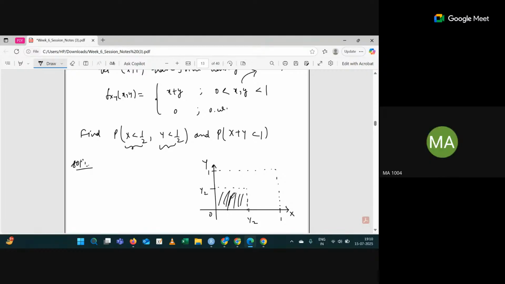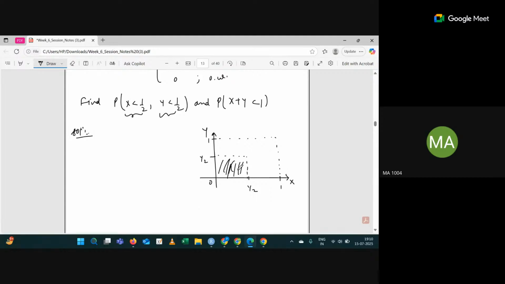So I can do two things, right? Either I can simply calculate the area of this. So probability x is less than half, y is less than half. I will solve this. I will get 1 by 2 into 1 by 2, which is 1 by 4. Should I do 1 by 2 into 1 by 2? What was the condition? Just less than 1. Less than 1, right?